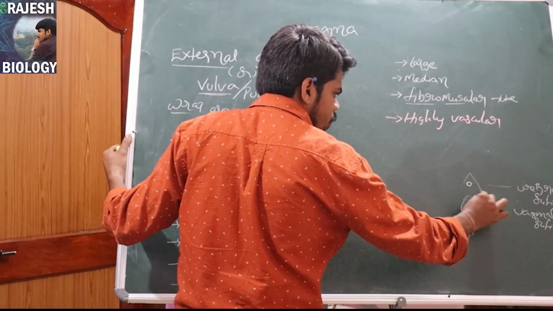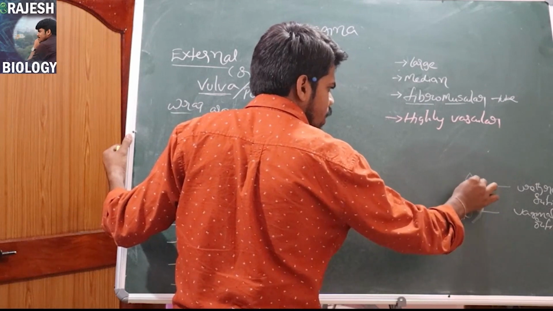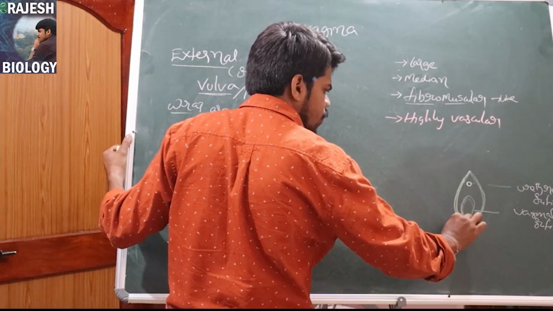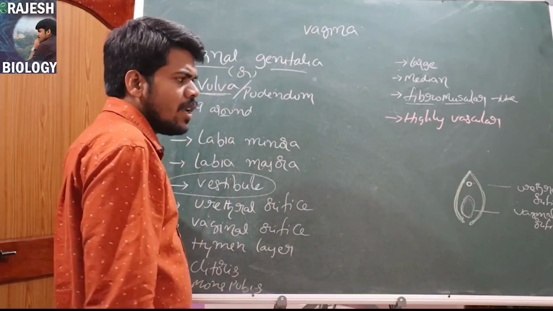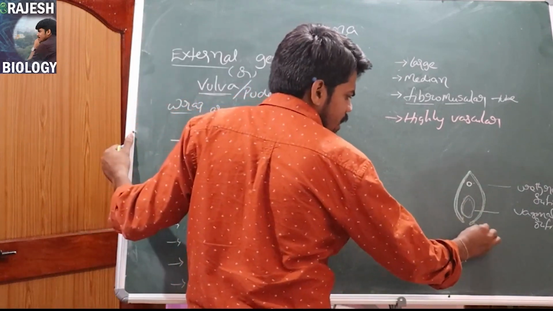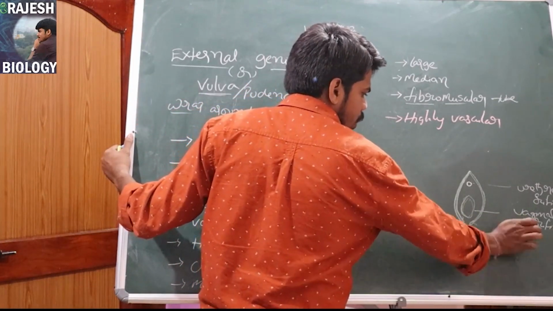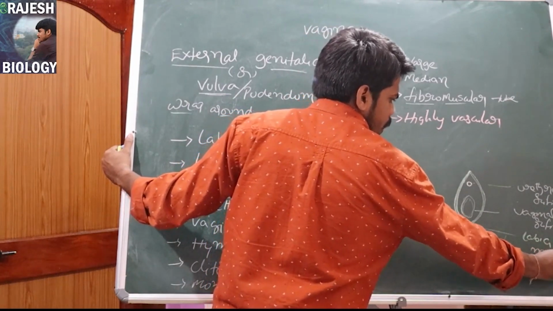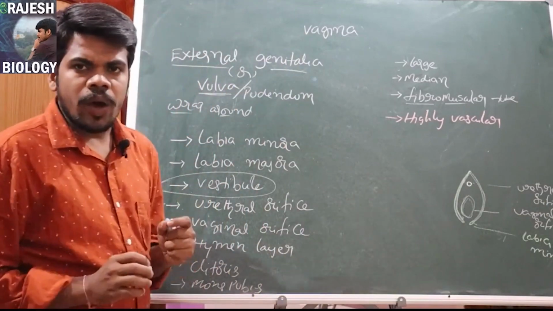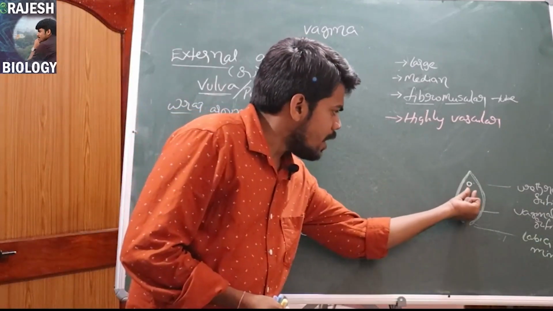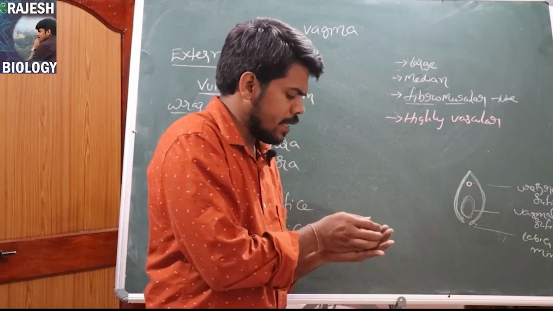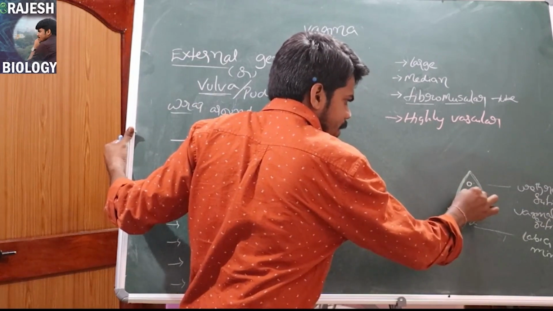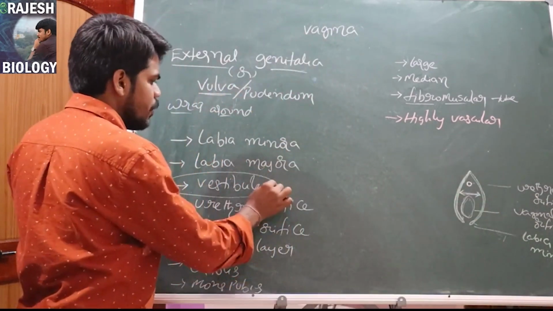Two pairs of fleshy folds. Here I will draw one pair first. This is the first pair of fleshy folds. This is called labia minora. So I'll write here labia minora. Now, the space between the two labia minora, where the urethral orifice and the vaginal orifice are present, this space is called vestibule.